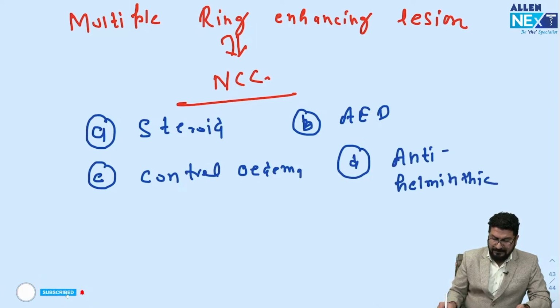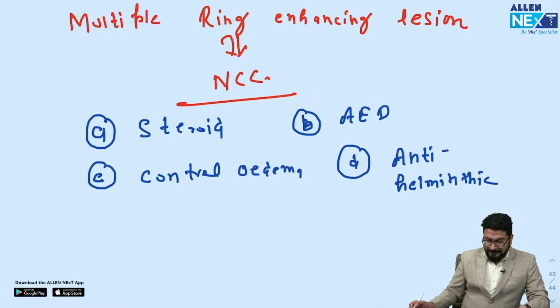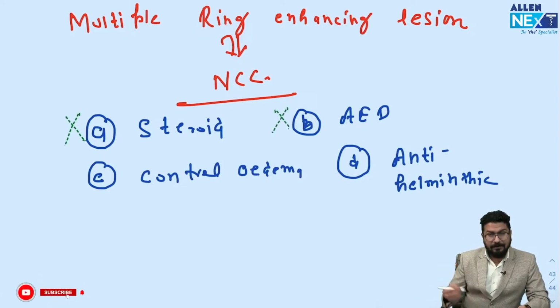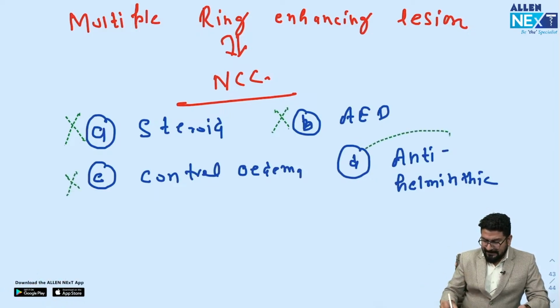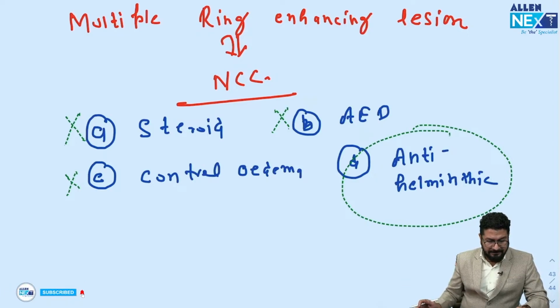So understand this question, it's a case of neurocysticercosis. Steroid we can use because it will decrease the inflammation and also decrease the edema. Anti-epileptic drugs we can give because they will control the epilepsy and the seizures. We can control edema by giving drugs like mannitol, but anti-helminthic drugs are not needed on an urgent basis. Is it clear? This is the answer for this question about NCC.